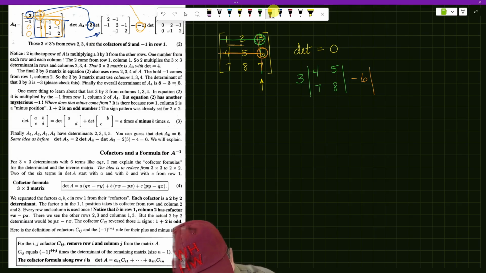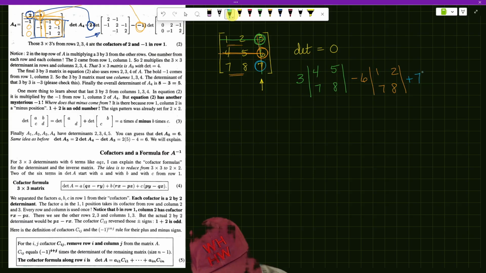And we can see what's left is the 1, 2 and the 7, 8. That's the part that's remaining. And then finally, and let me do it in blue, we're going to have a 7. So we have a plus 7 times the determinant of what's left once we remove that row and column, which is just this part right here, the determinant of 1, 2, 4, 5.